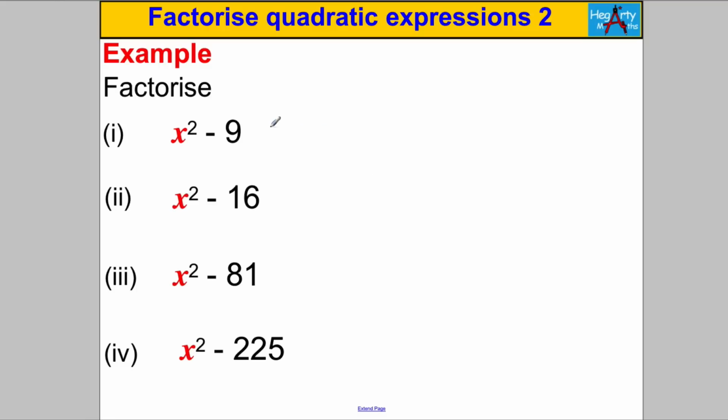Okay, the way I'd like you to do it is I'd like you to say, well, I know that's x squared subtract 3 squared. And I know that's a difference of two squares, so it must factorise to x add 3, x subtract 3. Simple as that. Next one. I know that's a difference of two squares, that's x squared, and this one is take away 4 squared. So it must factorise as x add 4, x subtract 4.